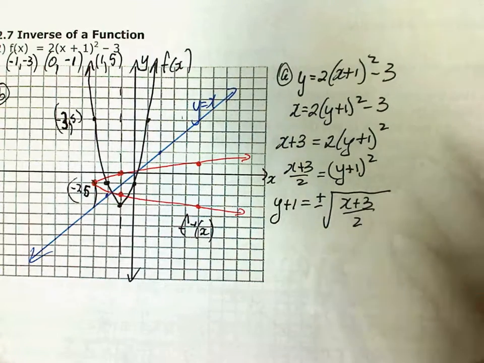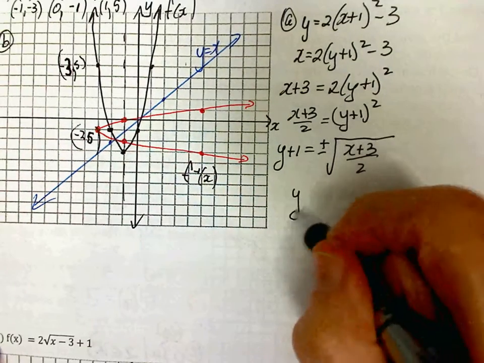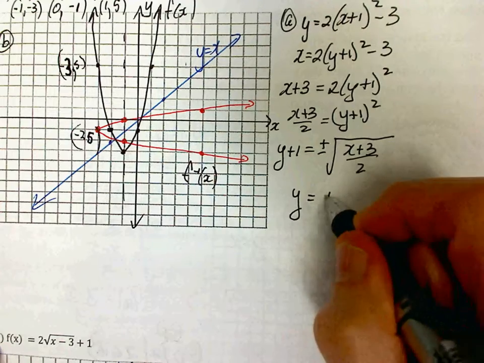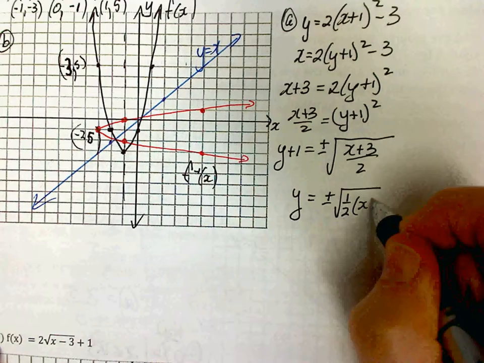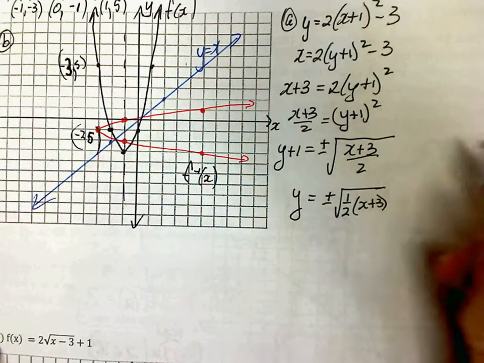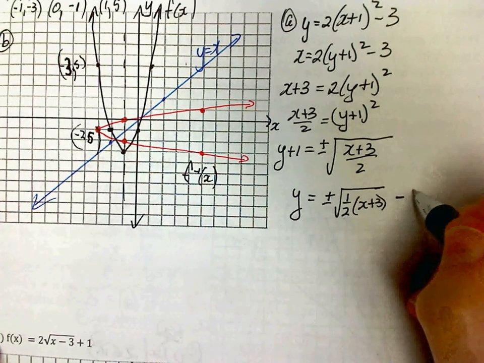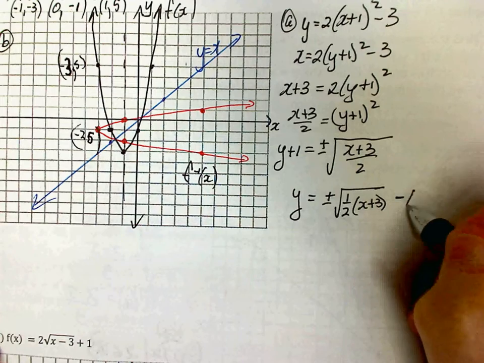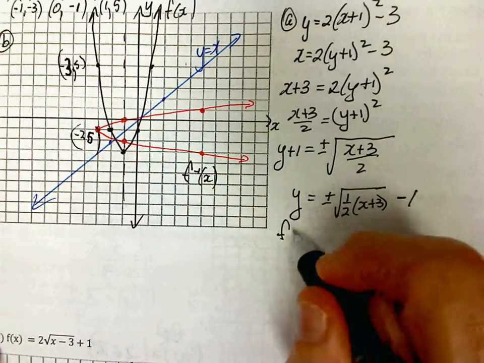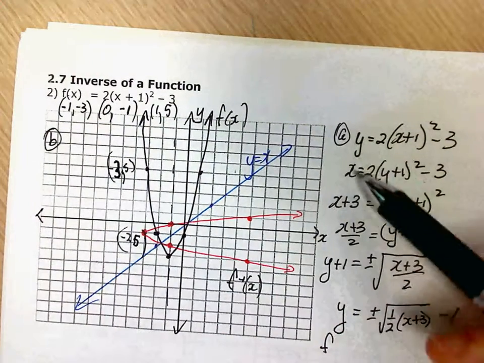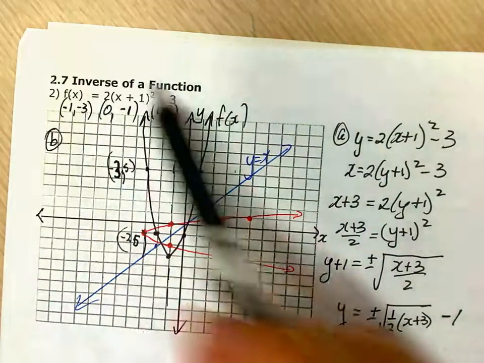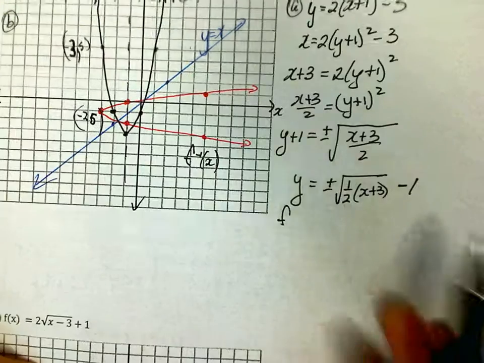So we can write y equals plus or minus the square root of 1/2 of x plus 3, minus 1. Now let's return to the original notation. We just substituted y for f of x for easier algebraic manipulation.